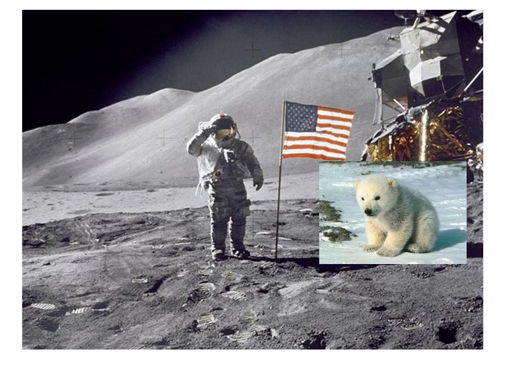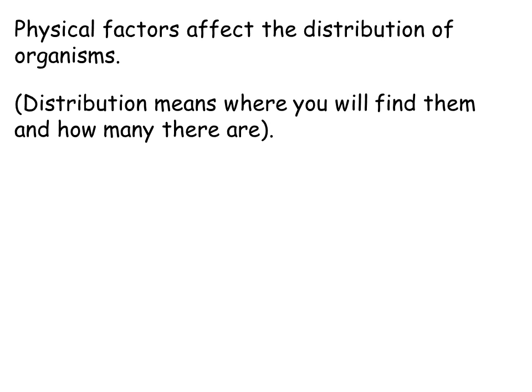Now, hopefully you've come up with the idea that apart from being really cold and having no food, there's no air up there. So here immediately we've got a physical factor affecting where you find an organism. You won't find polar bears on the moon because there's no air for them to breathe. These physical factors affect the distribution of organisms. Distribution is just a fancy way of saying where you will find these organisms and how many of them there will be.